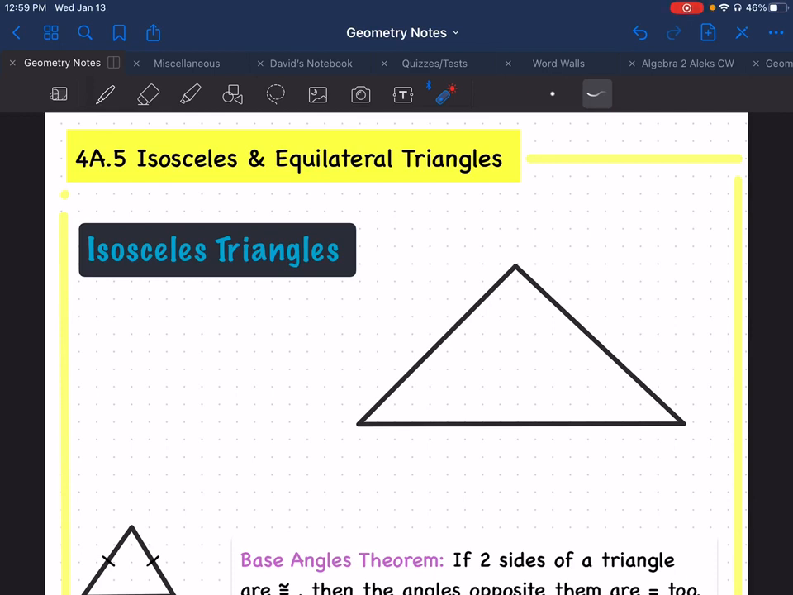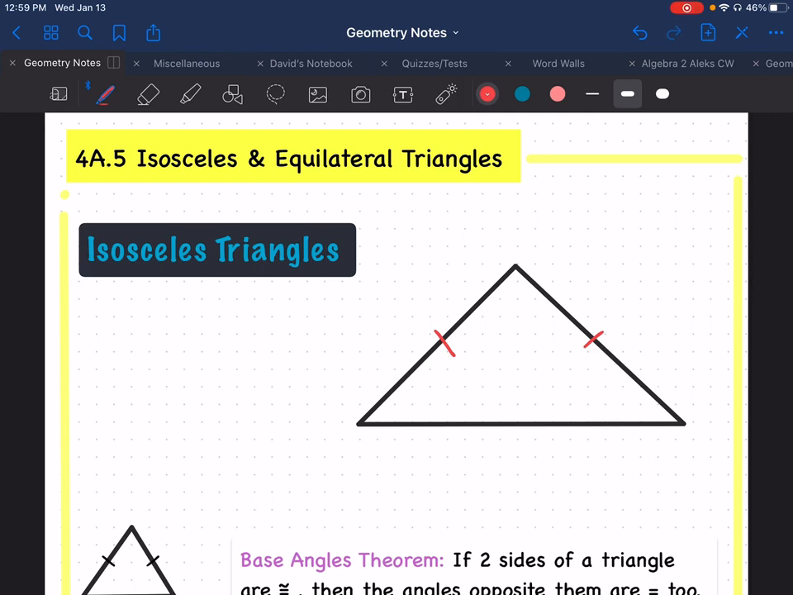Welcome. Today's lesson is for 8.5, isosceles and equilateral triangles. Let's go ahead and start with the definition of an isosceles triangle. So here's my isosceles triangle, and we learned that an isosceles triangle has two congruent sides.